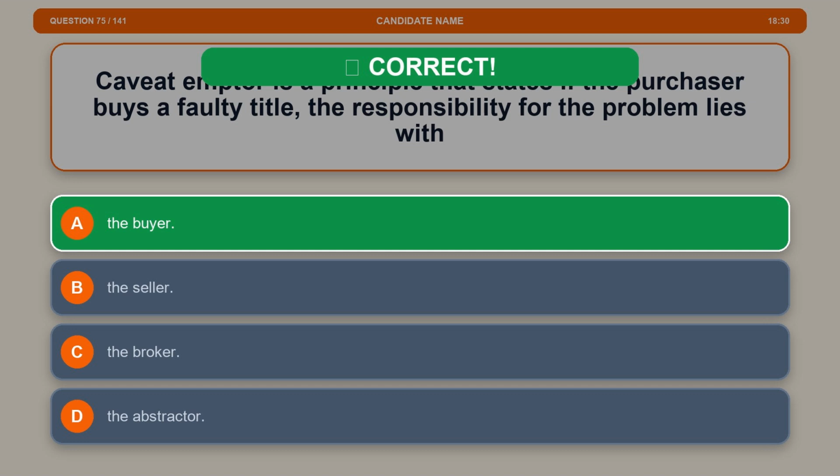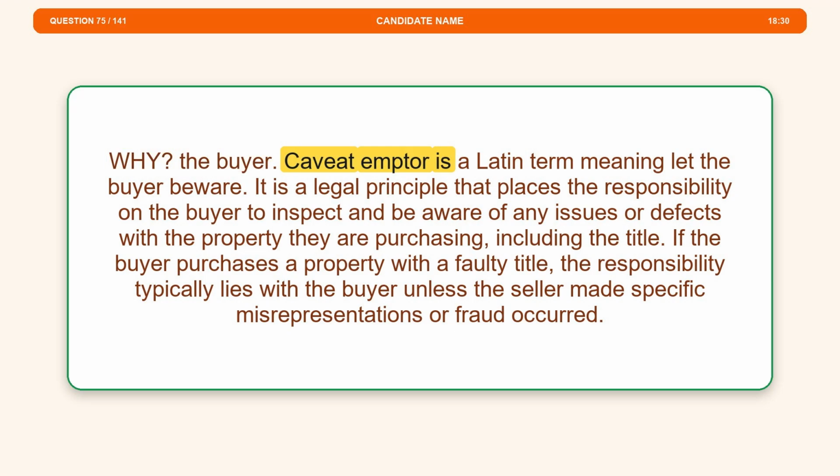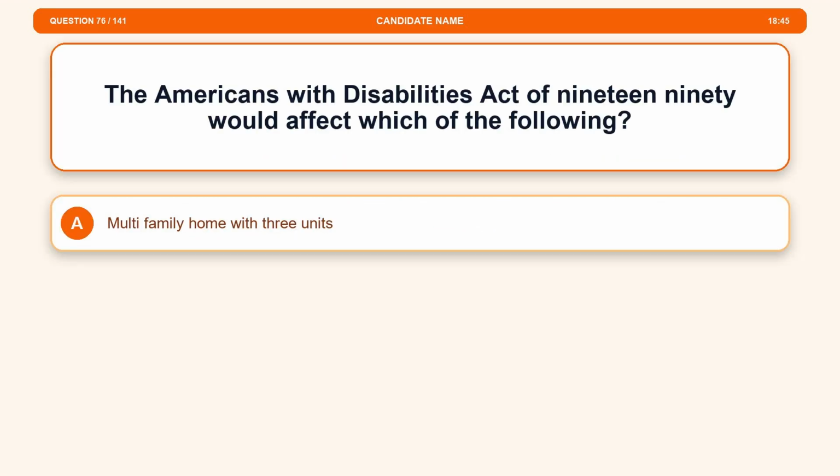The correct answer is option A, the buyer. Caveat emptor is a Latin term meaning let the buyer beware. It is a legal principle that places the responsibility on the buyer to inspect and beware of any issues or defects with the property they are purchasing, including the title. If the buyer purchases a property with a faulty title, the responsibility typically lies with the buyer unless the seller made specific misrepresentations or fraud occurred.